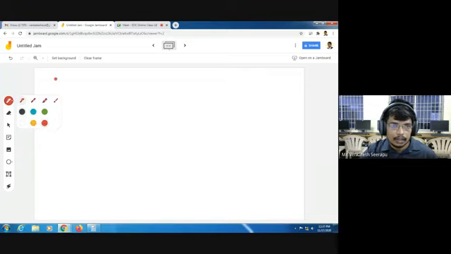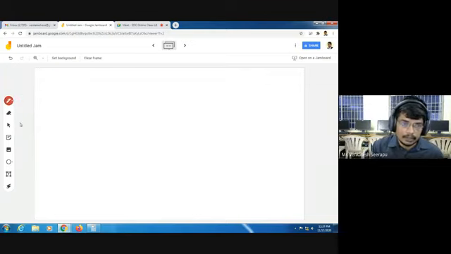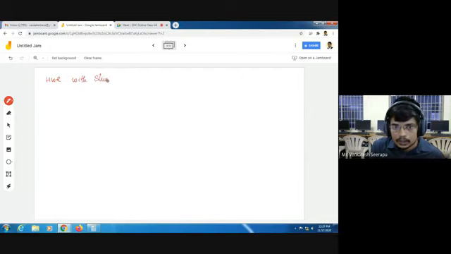Topic is a half-wave rectifier with shunt capacitor filter. Why did the name come as shunt capacitor filter?